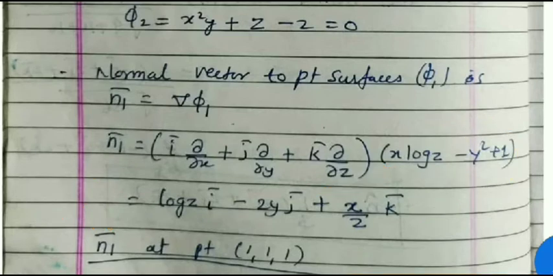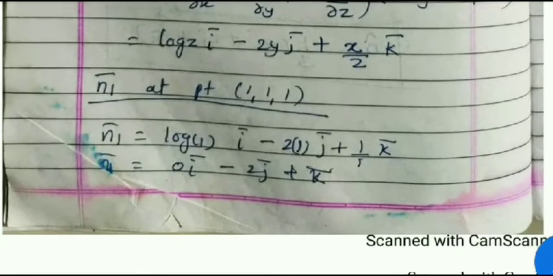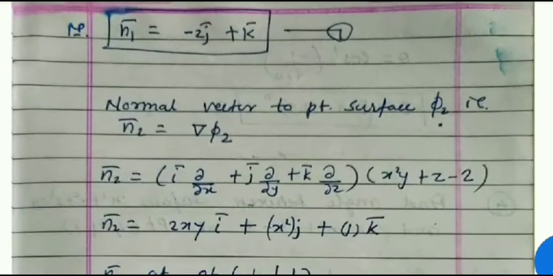Okay, then calculate n1 at point (1, 1, 1). Put x equals 1, y equals 1 and z equals 1 in the above equation. So n1 bar equals log 1 i bar minus 2 into 1 j bar plus 1 by 1 k bar. Log 1 is 0, so n1 bar is 0i minus 2j plus k bar. The final value of n1 bar is minus 2j plus k because i is 0. Say this is equation number 1.